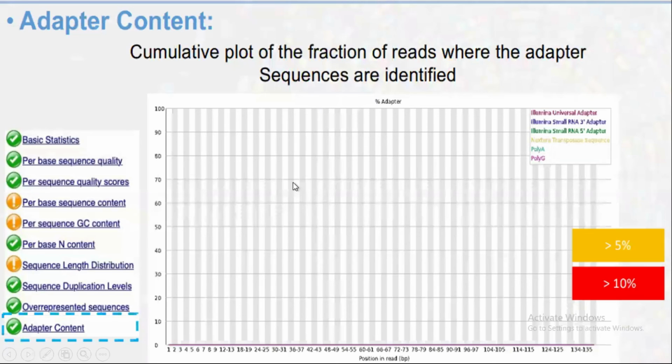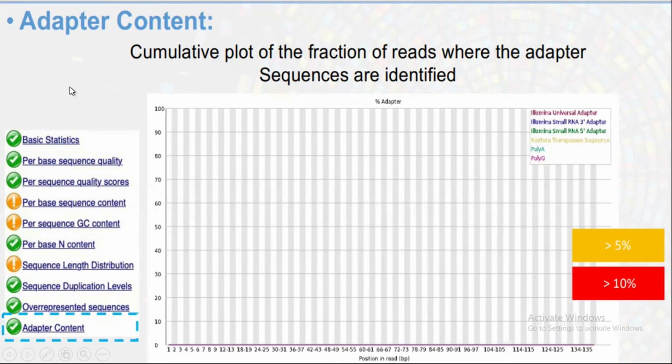After that, adapter content is the last part of this FastQC report, and I discussed in detail what adapters are basically. So watch part three of this video series. I will also share the link in the description. You can explore the concept of adapters. Adapters are man-made just to recognize our sequences, so they should be removed.